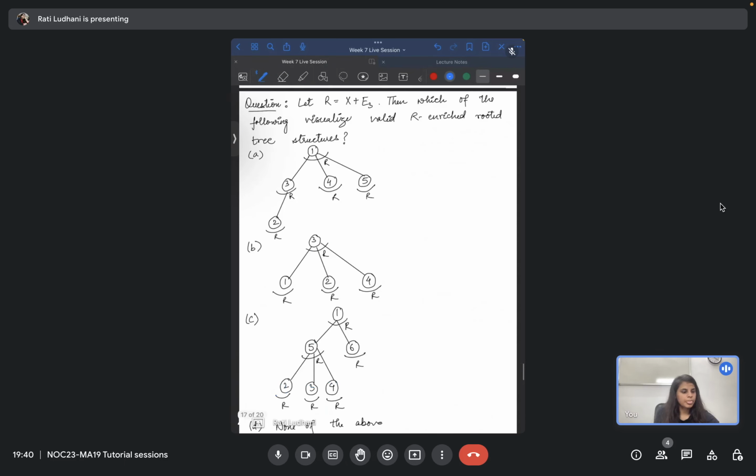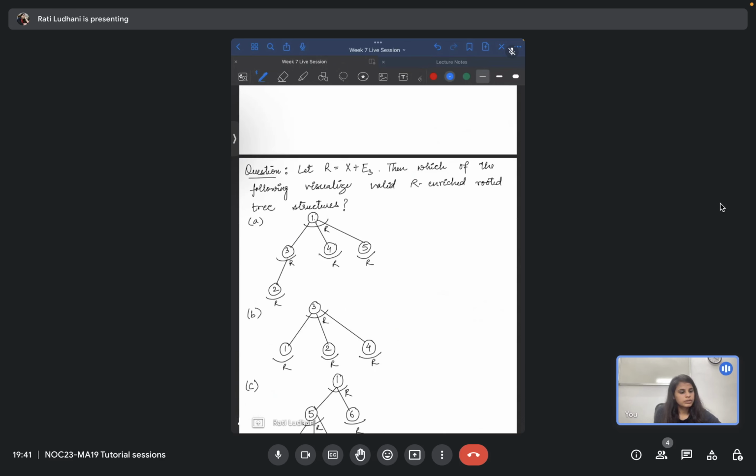So here for example, you have 1 3 4 5 2. So yeah, you are considering this. So now in this situation you have this rooted tree. Now in this rooted tree, what is R? R is x plus e3, right? So what will you have? X plus e3 is... now you need to understand what is x plus e3. Or better I'll write R of u, that is x plus e3 of u. What does this say?